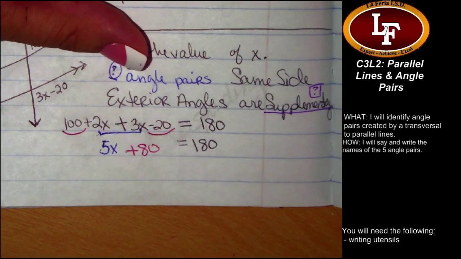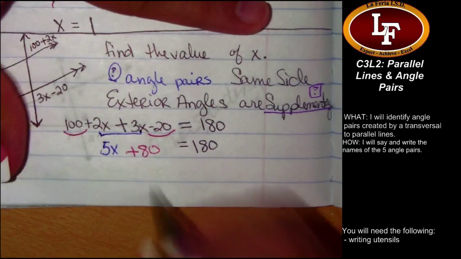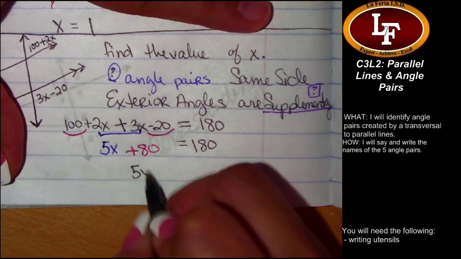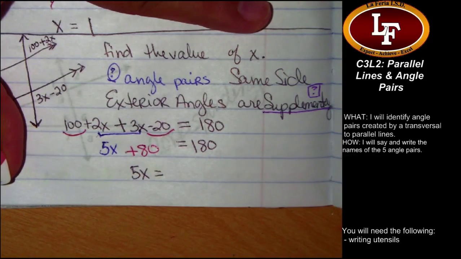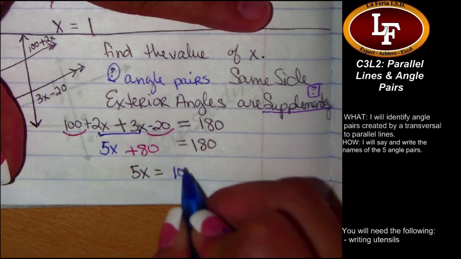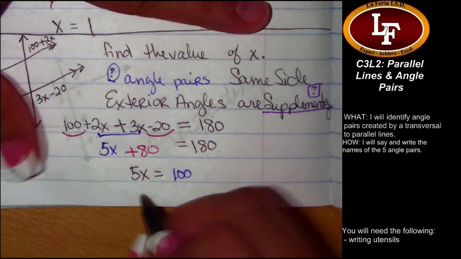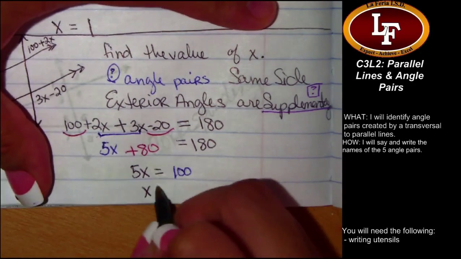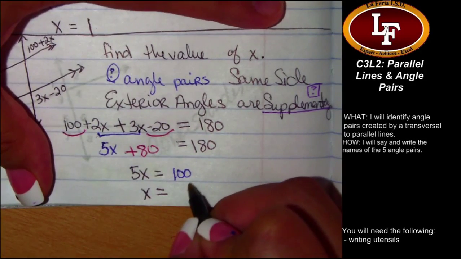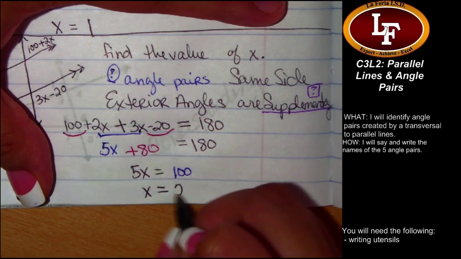All right, now what? Minus 80. Going to get rid of that 80 from both sides. When I do that, I'm left with 5x on this side, and over here is 180 minus 80, which is 100. And divide by 5. And now I'm going to divide both sides by 5. When I do that, this side becomes x, and this side becomes 100 divided by 5, which is 20.